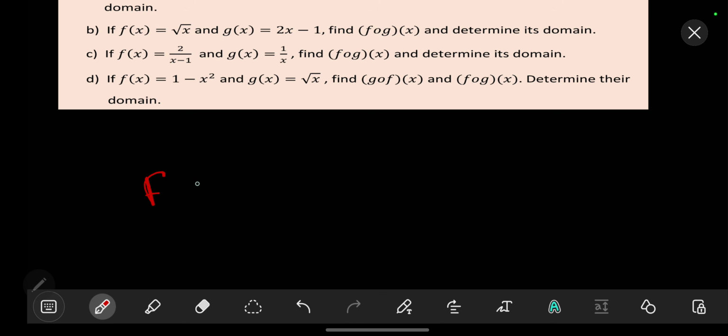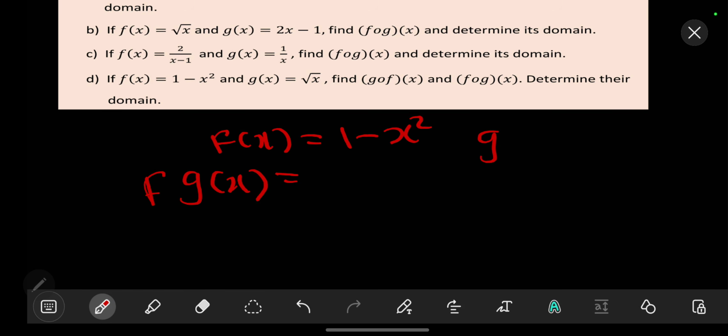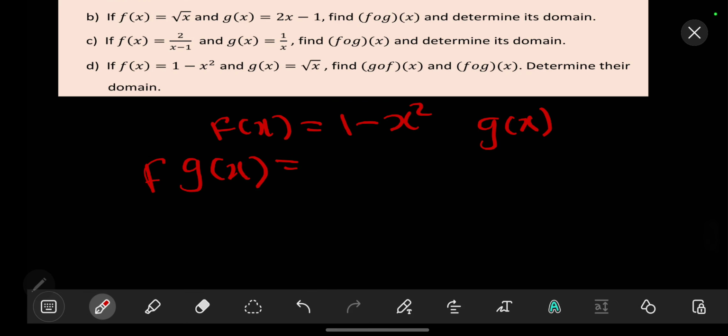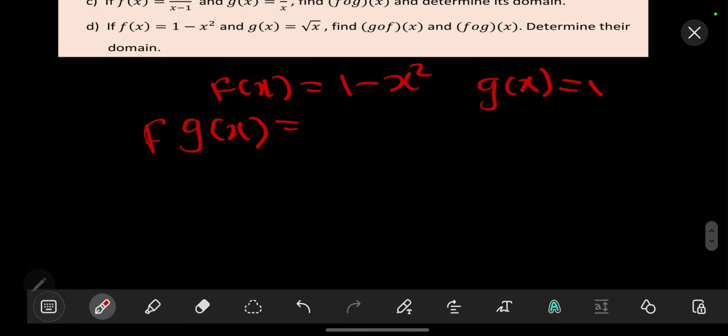Our f of x and g of x. Now look at your g. First look at your g. First let's write them. So f of x is equal to 1 minus x squared. Then our g of x should be equal to the square root of x, like that. So now look at your g. Does your g have a condition?